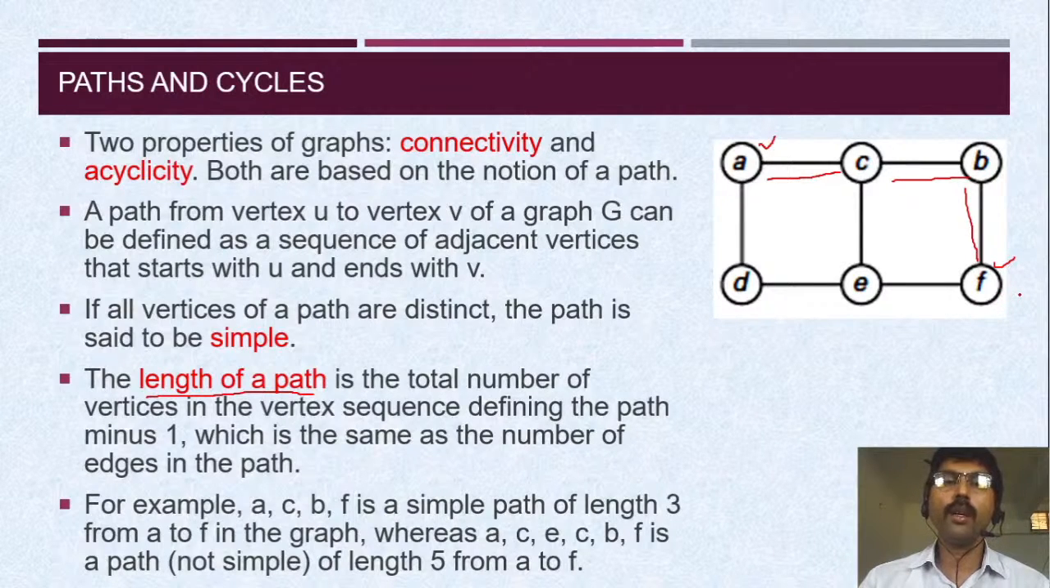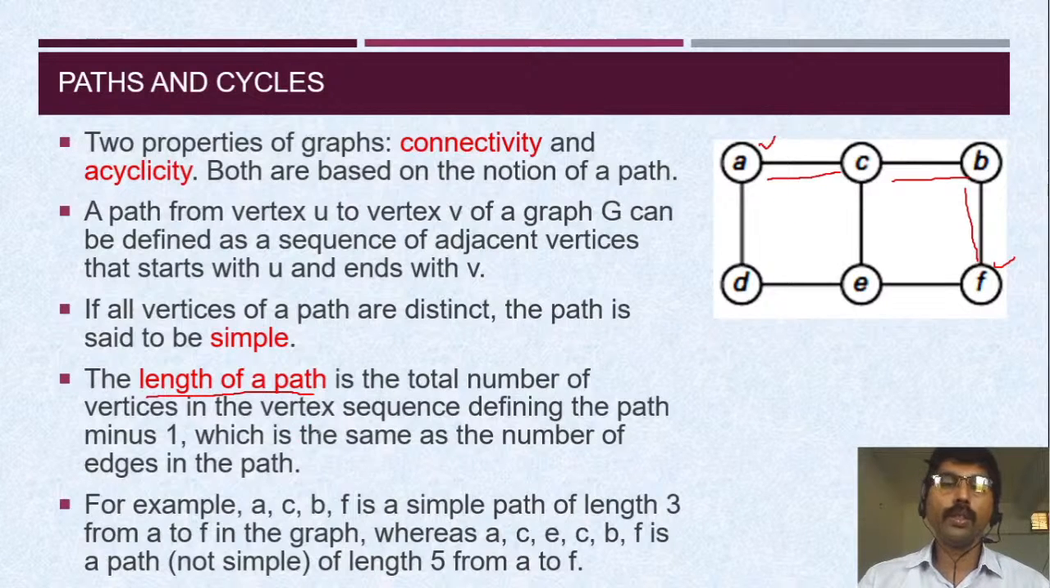What is the length of this path? The length of this path is nothing but the total number of vertices in this path, A, C, B, F. There are totally 4 vertices. Total number of vertices minus 1 means 3. The length of this path is called 3.